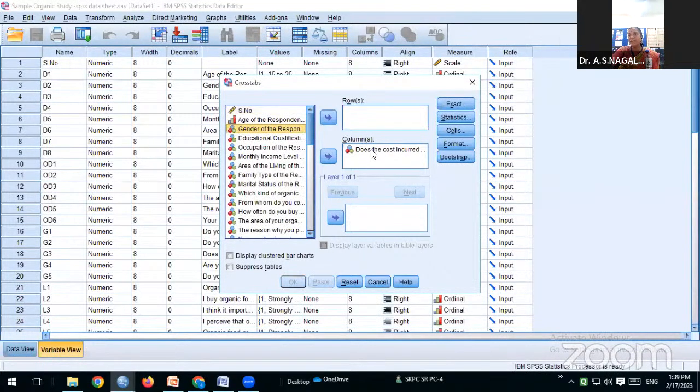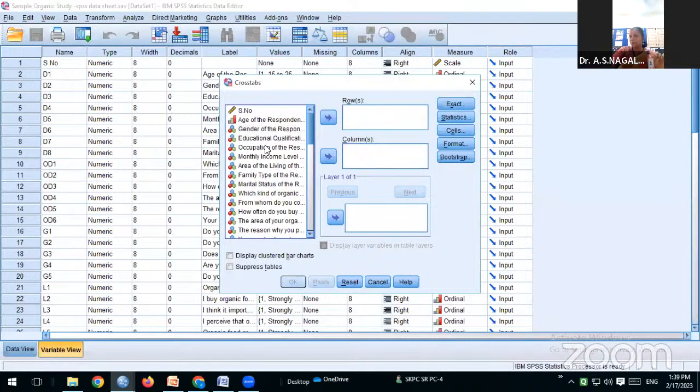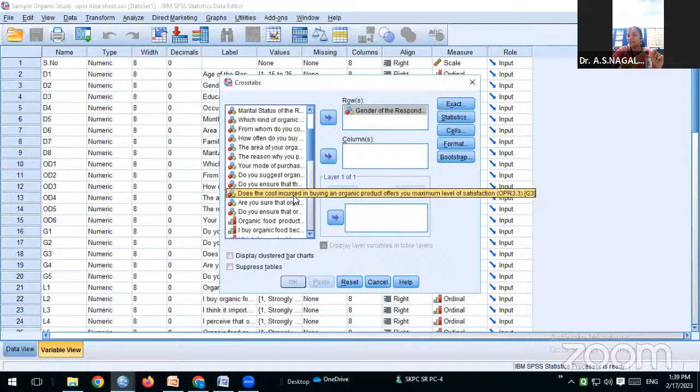So here, the independent variable and dependent variable can be fixed. According to the hypothesis which I have created, I will take gender of the respondent as the independent variable, and the dependent variable is also a categorical variable. The question is this: does the cost incurred in buying an organic product offer a maximum satisfaction level? This is the question that I have taken for the hypothesis.